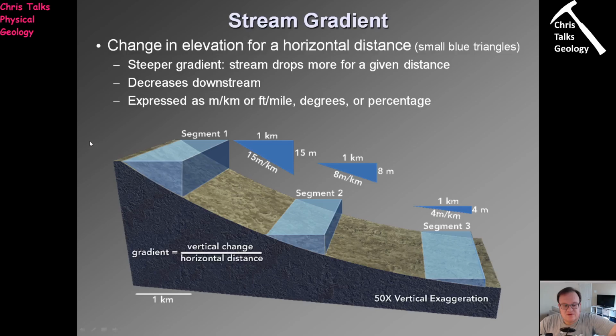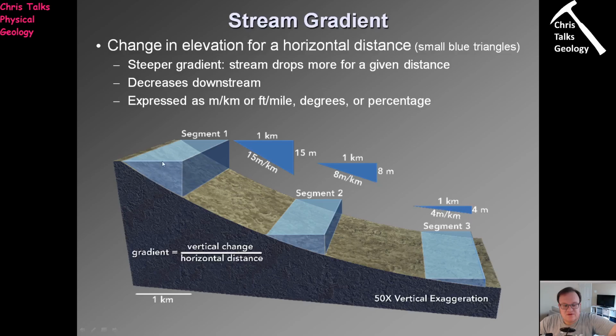If we have a look at this diagram here, this diagram is discussing gradient. Let's look at this gradient here. As we come 1 kilometer this way, we drop down 15 meters. So for every 1 kilometer laterally, the water is dropping down 15 meters vertically. That's quite a big drop, so obviously the water is moving quite fast. As we come down here, for every 1 kilometer laterally, it's only dropping 8 meters vertically. And down here, for every 1 kilometer laterally, it's only dropping 4 meters vertically.